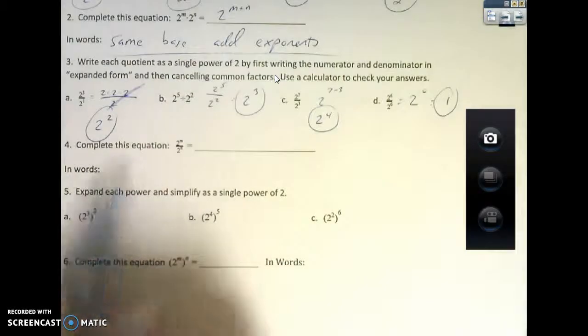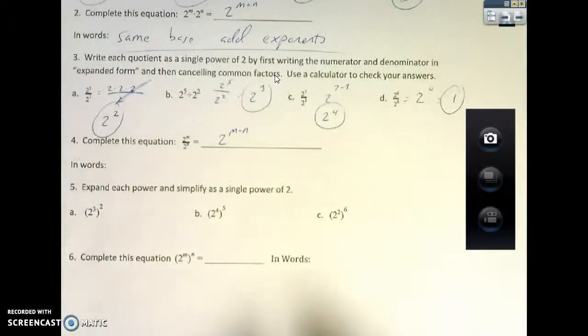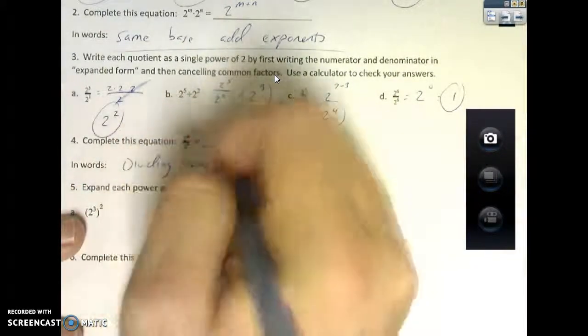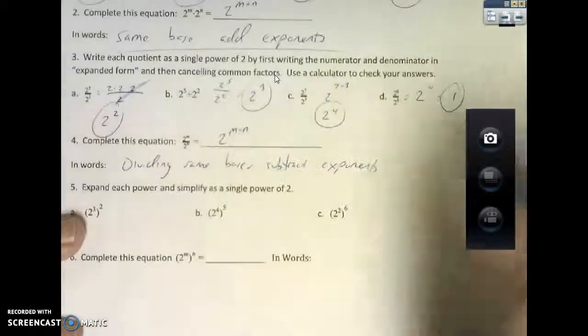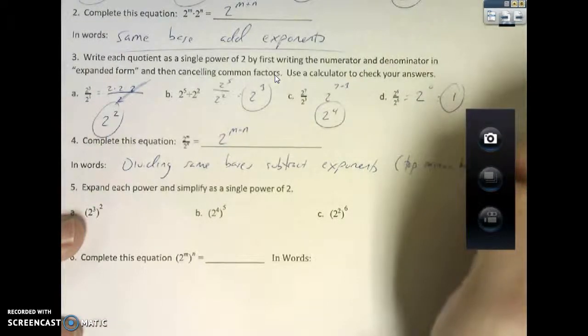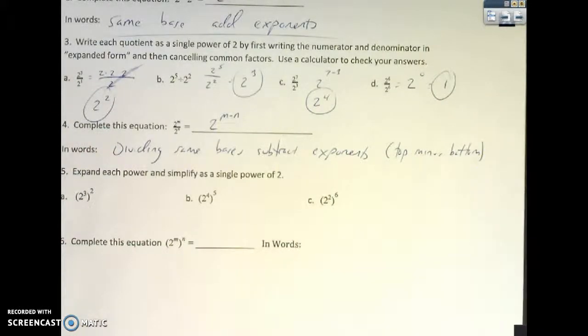So, complete this equation. 2 to the m over 2 to the n is 2 to the m minus n. You can subtract them. So in words, dividing same bases, we subtract exponents. Okay? Important to note that you do top minus bottom. That is important. I guess it would help if you saw it, huh? Okay, cool. So, looking good.